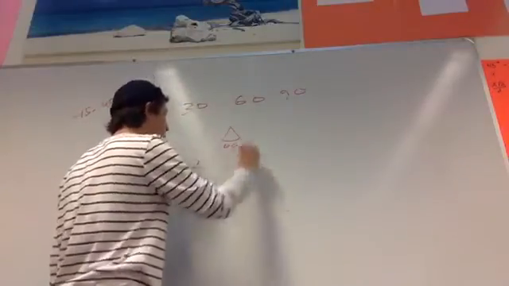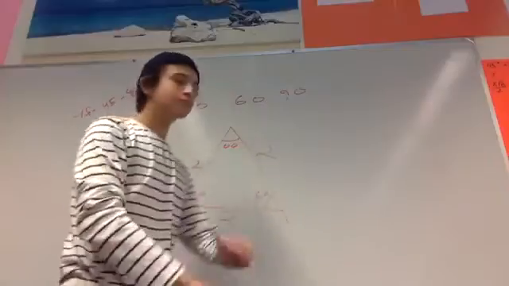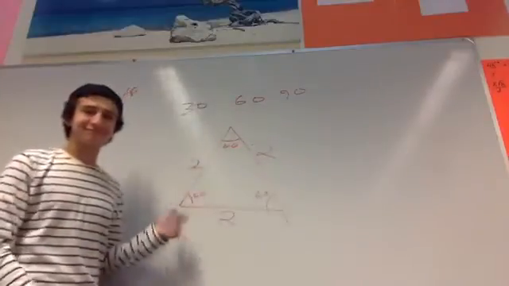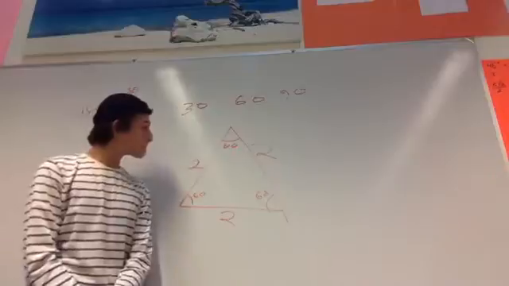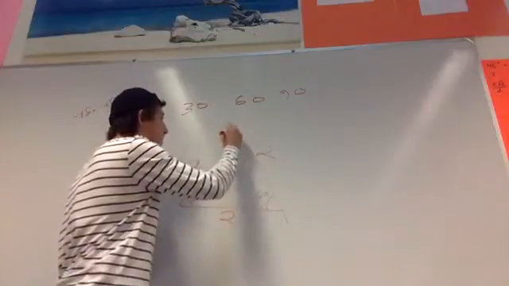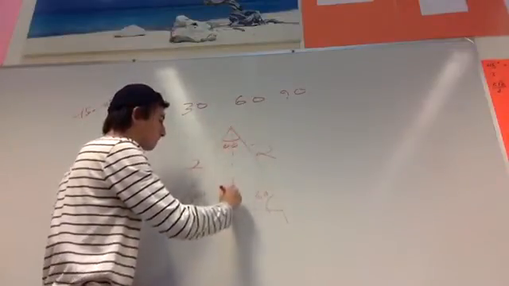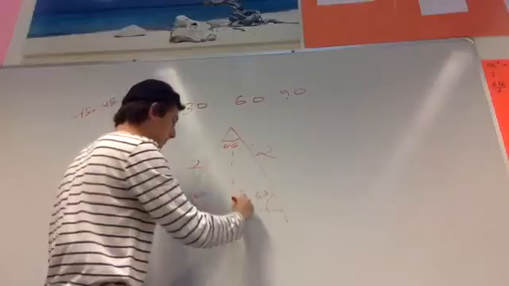To build our 30, 60, 90 triangle, we're going to drop an altitude from the top vertex. We know this will work to make our triangle because an altitude creates a 90-degree angle. We have a 60, so adding a 90 should complete our triangle.